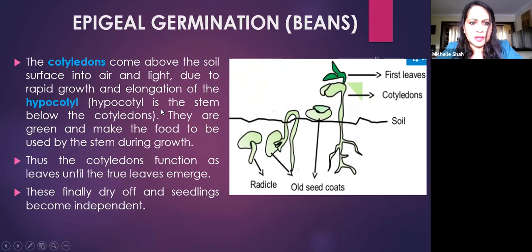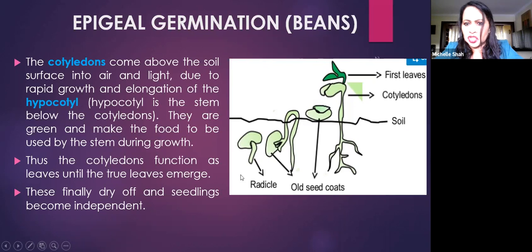And that is where the green part makes the food to be used by the stem during the growth. Because the cotyledons function as leaves here when they come above the ground, they are continuously used to feed the plant until they drop off. Then when these cotyledons drop off, the seedling becomes mature and independent. So this is how the germination of beans takes place, and it's called epigeal germination.